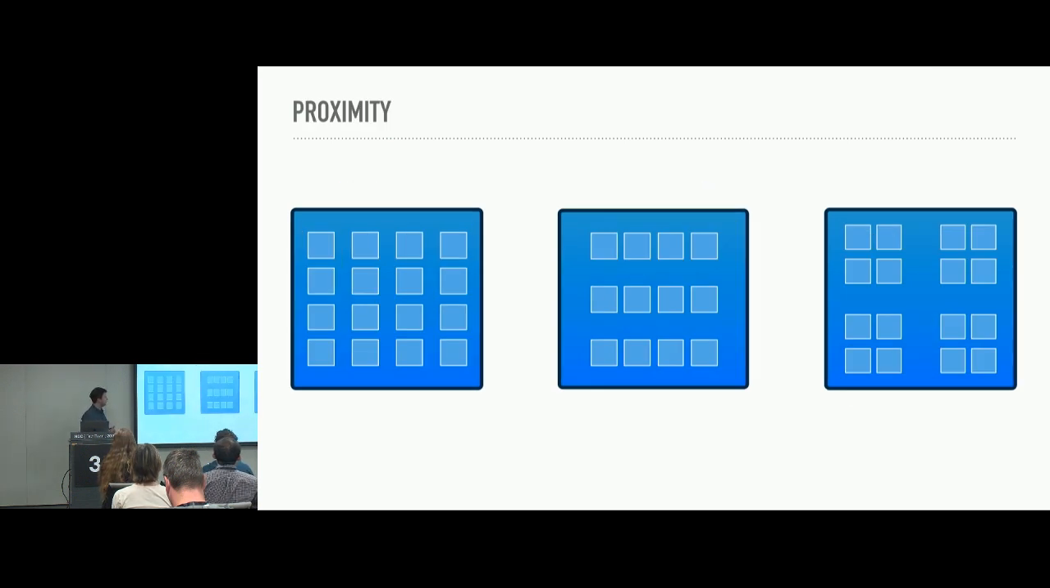So let's look at proximity first. You can see here we have these squares representing some UI components. That could be a text field, button, whatever. There's no particular relationship that we see here now.